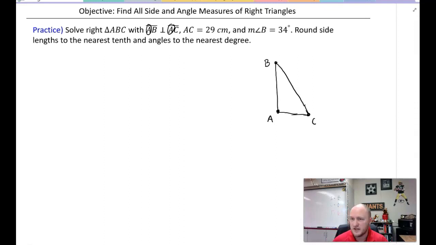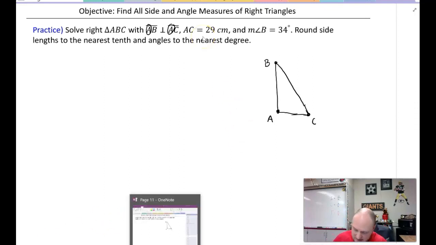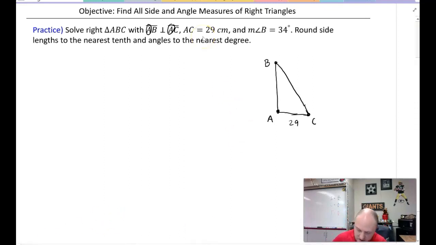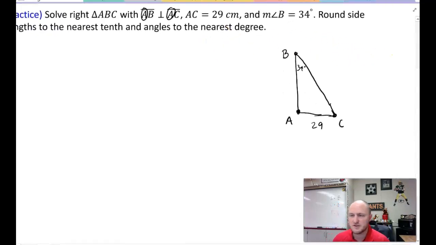All right, so they give you some information. They tell you AC is 29, so here's 29, and angle B is 34 degrees. So there's our given information. Please pause the video, solve this triangle if you have not already. Go for it.